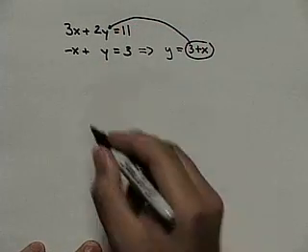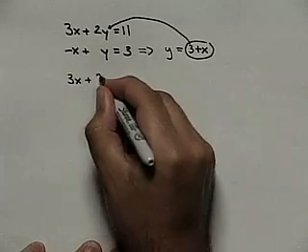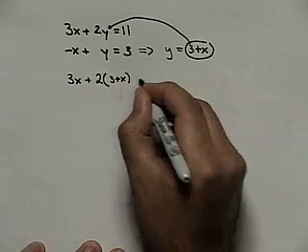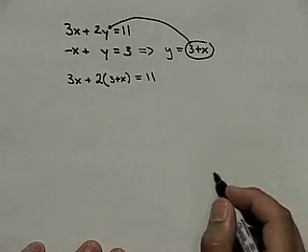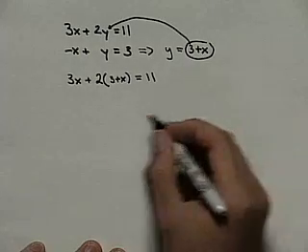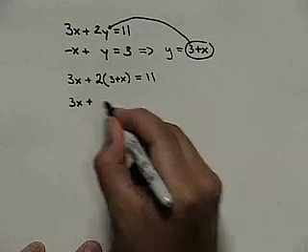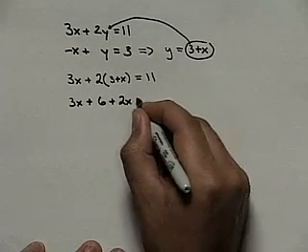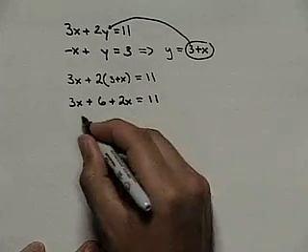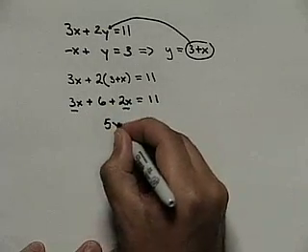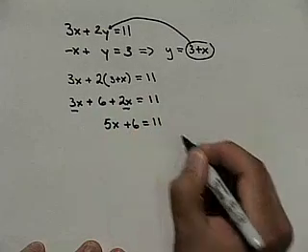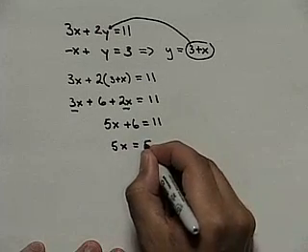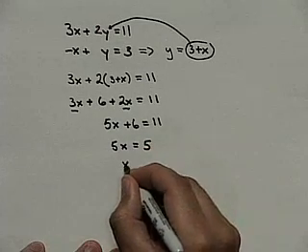So rewriting the other equation, 3x + 2 times, now instead of y we'll use 3 + x, because that's what we know y is equal to, and then make it equal to 11. We now have an equation that has only one variable that we can solve. So writing this out, 3x plus, and now let's distribute the 2. 3 times 2 is 6, plus 2 times x is 2x, and that equals 11. Combining like terms, 3x and 2x gives us 5x + 6 = 11. Subtracting 6 from both sides, we get that 5x = 5, and then dividing both sides by 5, we find that x = 1.